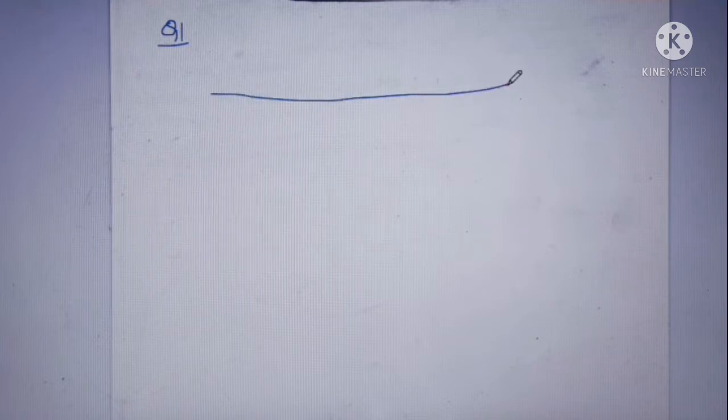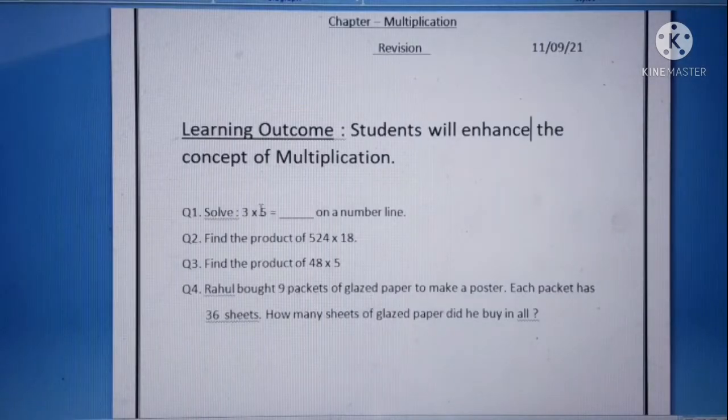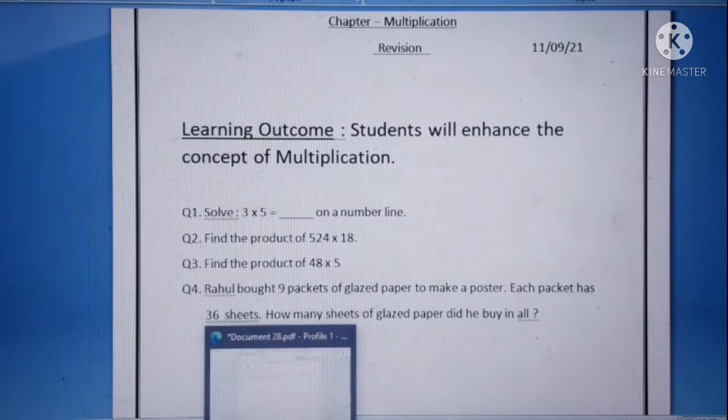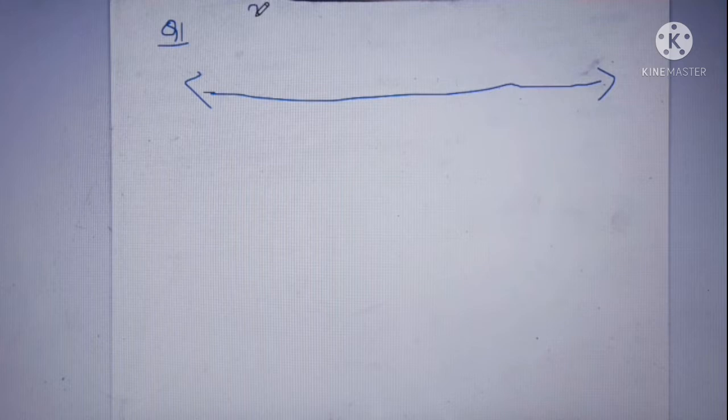Question number 1. Number line. What is a number line, children? A line. It is not a straight line, children, but you have to use your scale for drawing a straight line. A line on which numbers are there, we call it as number line, right? And what was the number? 3 multiplied by 5. This we are going to show it on a number line. So we are going to find the product.